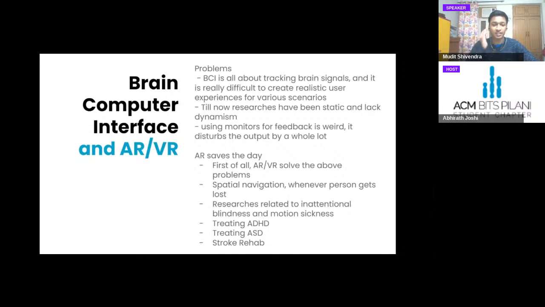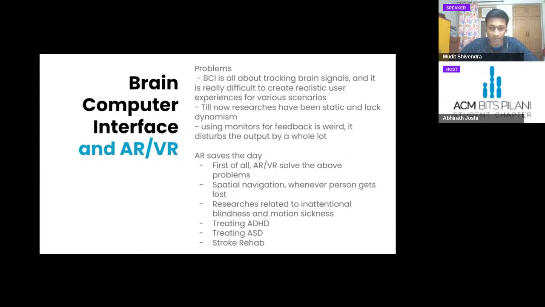A few interesting problems that were being solved by ARVR: one was related to spatial navigation, that is the GPS thing that I talked about. The other is research going on in the fields of inattentional blindness and motion sickness. What happens is that people, when they are using VR headsets, usually get nauseous, and it can be used to do research on why people get nauseous and what motion sickness is. Basically, we can create much better environments and situations to actually monitor them. So all these researches are going on now.